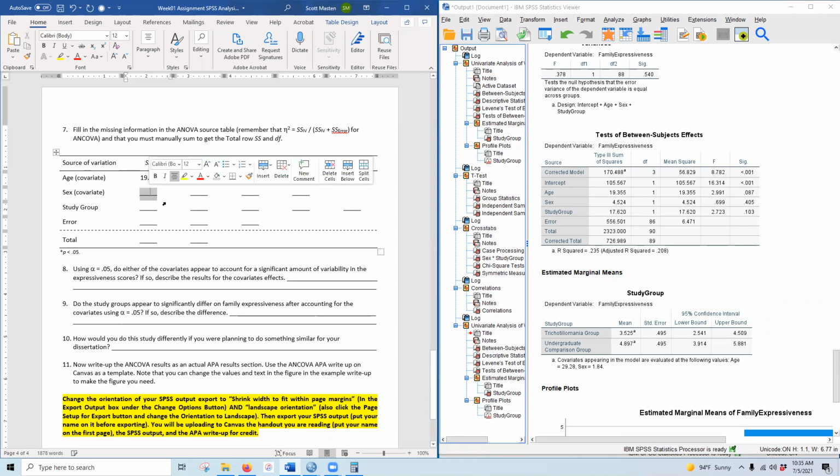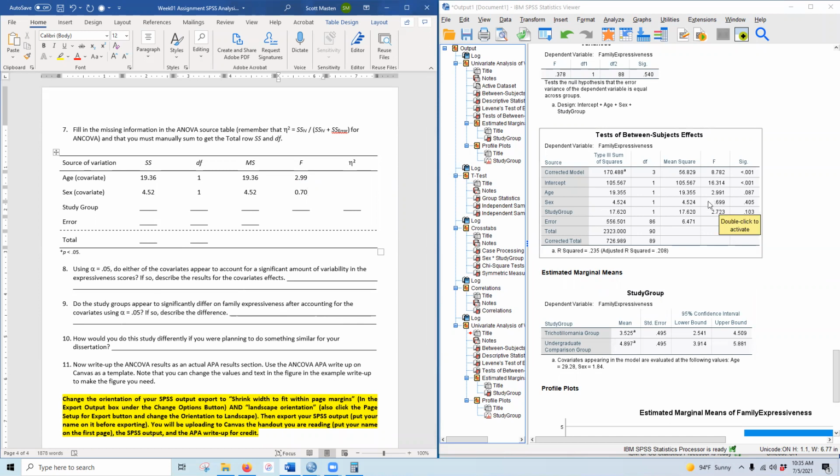How about sex? Sum of squares is 4.52, degrees of freedom is 1, so again 4.52. And our F for that, was that significant? No, it's tiny, 0.70. A very teeny tiny effect, definitely not significant. Neither of these get a star. So neither of those did much adjusting, is what it means.